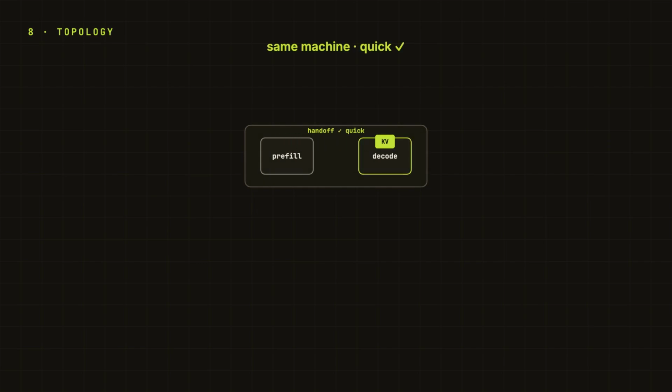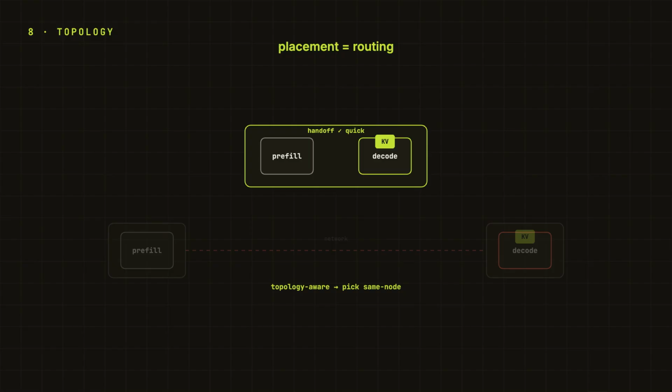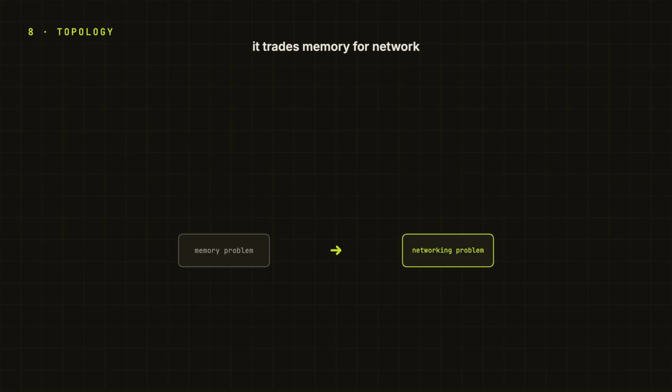Same machine, the handoff is quick. Different machines across the network, the transfer costs real time. Sometimes enough to eat up the very first token savings you were chasing by splitting in the first place. So placement becomes part of routing. Topology-aware transfer, fast interconnects, all in service of one line: splitting the work is only worth it if moving the memory is cheap enough. So disaggregation doesn't remove the bottleneck. It trades a memory problem for a networking one.